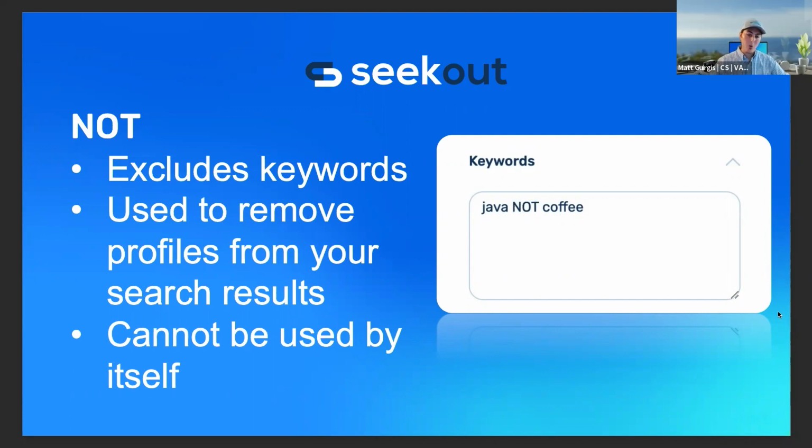Now, the last thing we'll leave with is that this cannot be used by itself. You can't start a search with just not something. Not is technically an extension of and. So it's actually and not. So you always have to put something first. In this instance, I'm saying I want to find profiles with the word Java, but I don't want them to contain the word coffee.